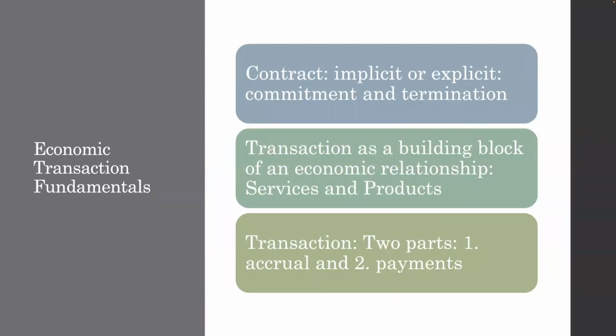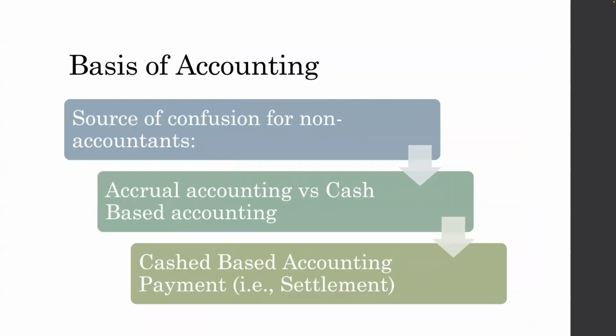At the bottom of any economic transaction, we have a contract, be it implicit or explicit, whereas transactions are the building block in any economic relationship. A very important distinction in a transaction is that it has two parts. One is the accrual, and the second is the payment part, which we don't often get to make the distinction of. This comes more handy to accountants, who are used to making that distinction, but let's go to those not familiar with accounting standards.